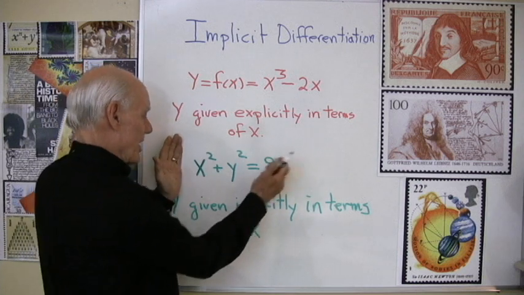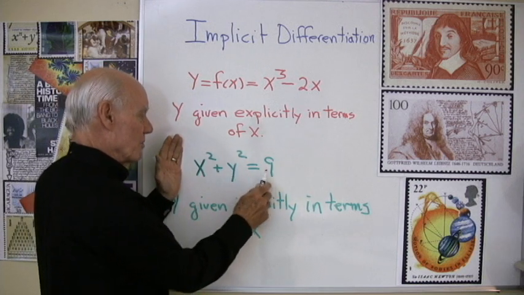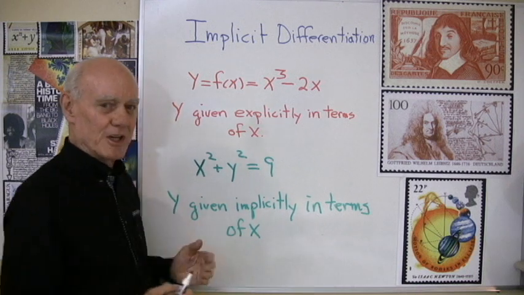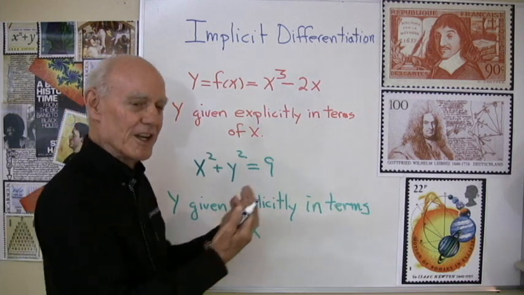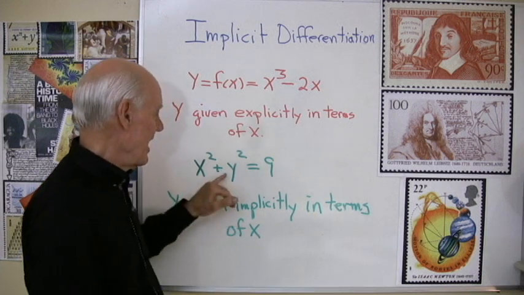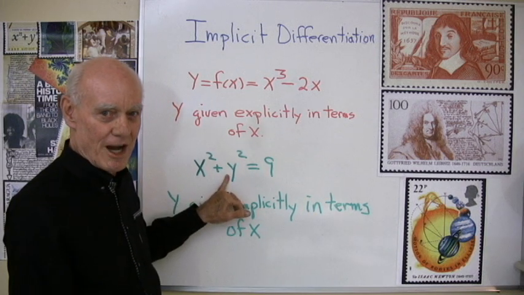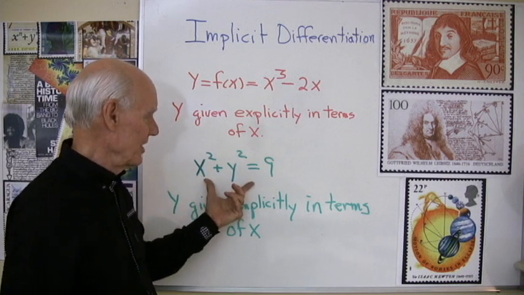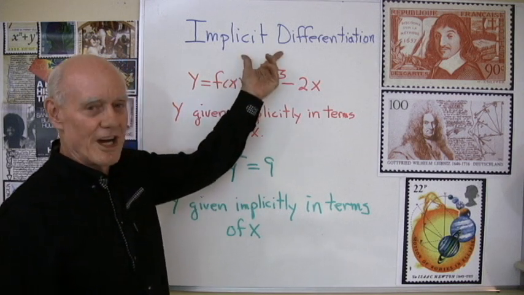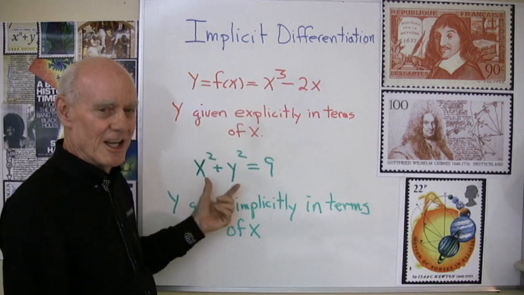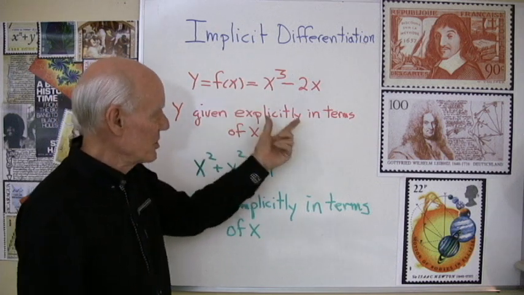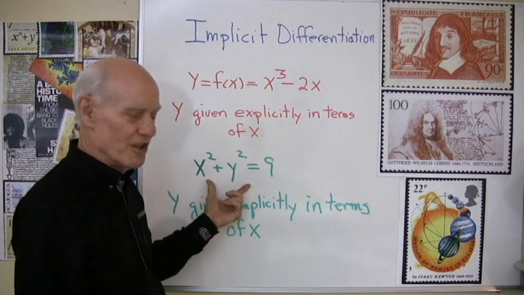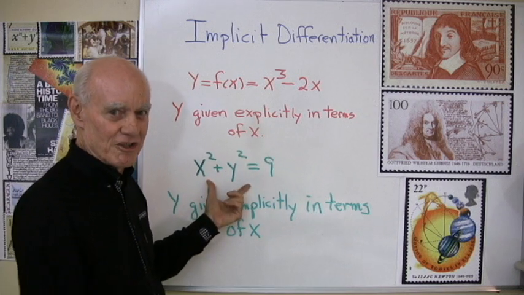If I have an equation like this, x squared plus y squared equals 9, y is given implicitly in terms of x, because to find out what y would be explicitly in terms of x, I would have to solve this equation here for y. So I'd rather not have to do that every time I run across something like this, so I need some rules for how to differentiate implicitly, that is, when y is not given explicitly in terms of x, but is implied by the equation that y would be given explicitly in terms of x.